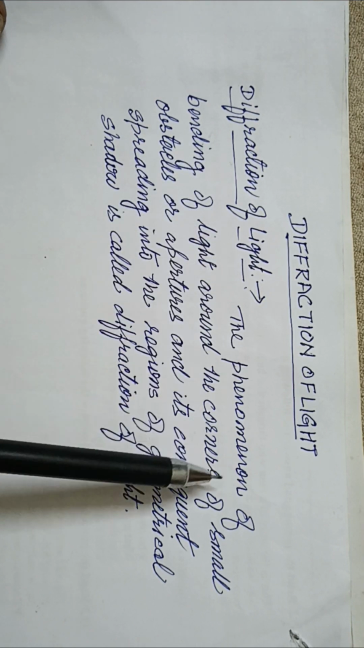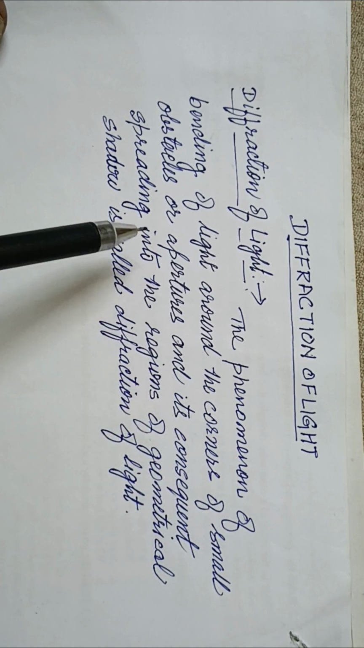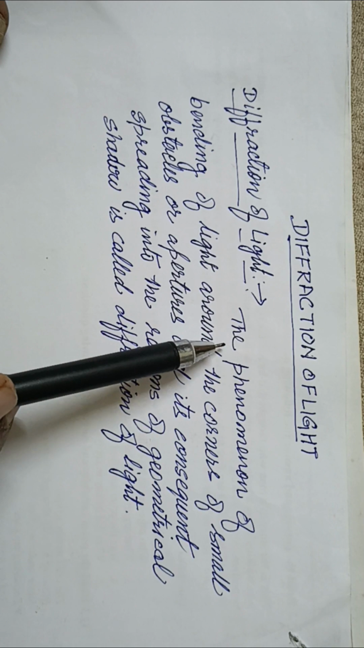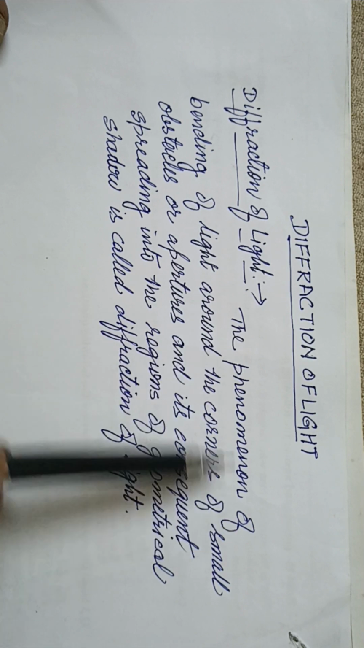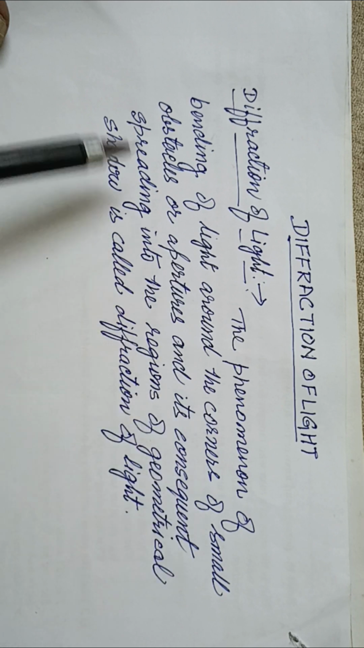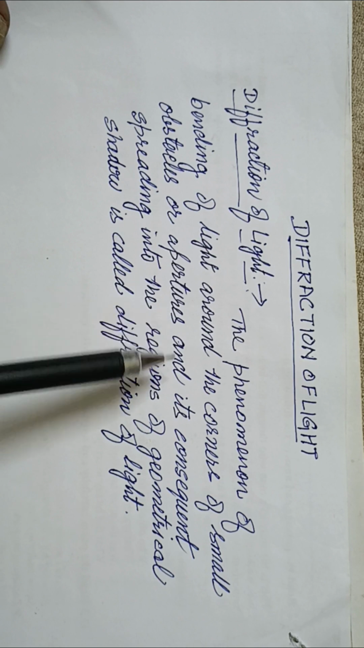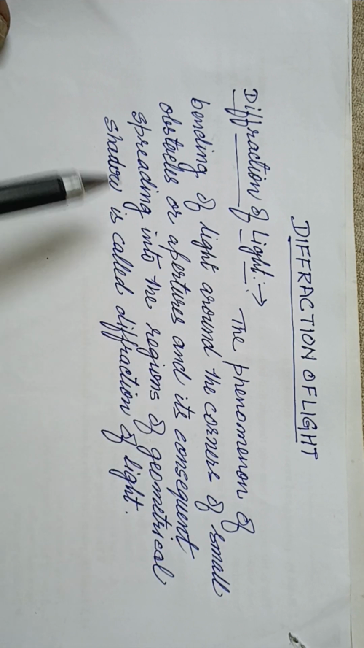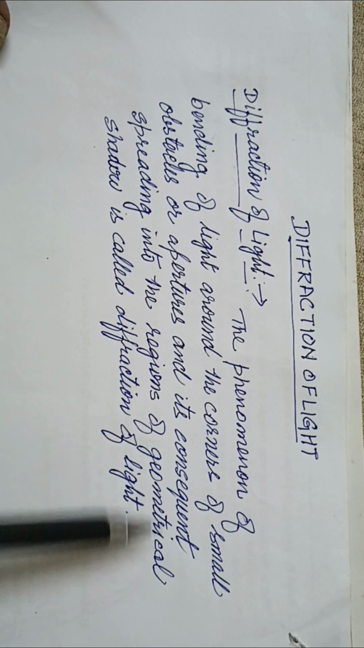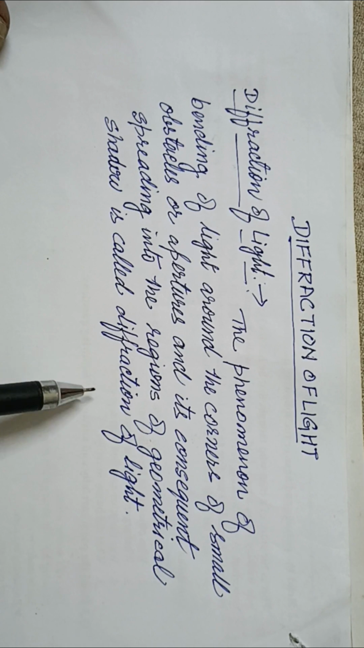First we will see the definition and then I'll explain it in a proper way so that you can understand better. According to the definition, the phenomena of bending of light around the corners of small obstacles or the apertures and its consequent spreading into the region of geometrical shadow is called diffraction of light.